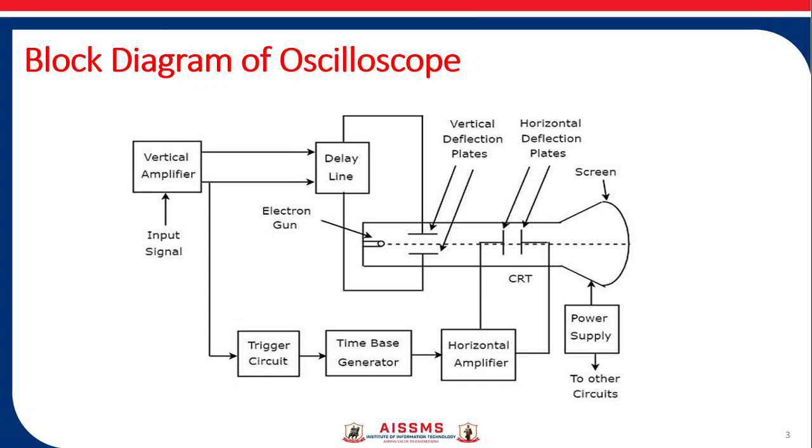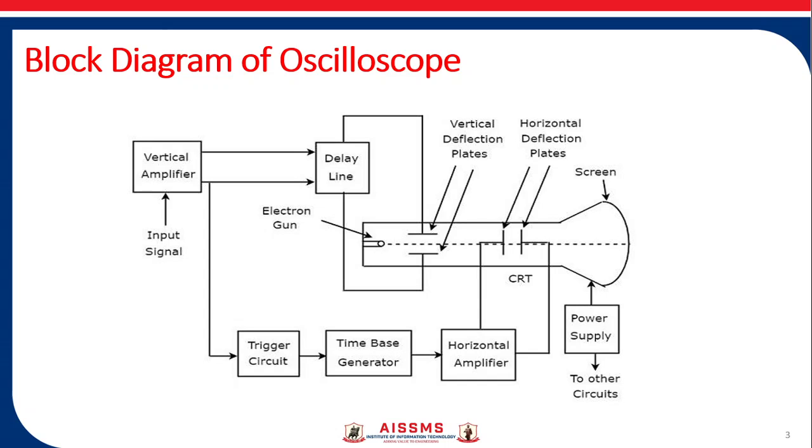So first block is vertical amplifier. It amplifies the input signal which is to be displayed on the screen of CRT. The output of this vertical amplifier is then applied to the delay line circuit. Delay line circuit provides some amount of delay to the signal which is obtained at the output of vertical amplifier. This delayed signal is then applied to vertical deflection plates of CRT.